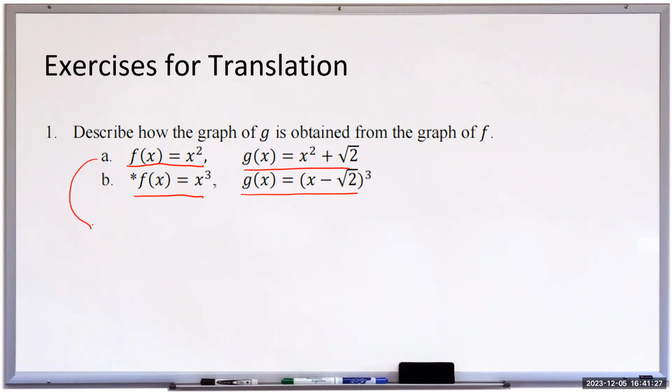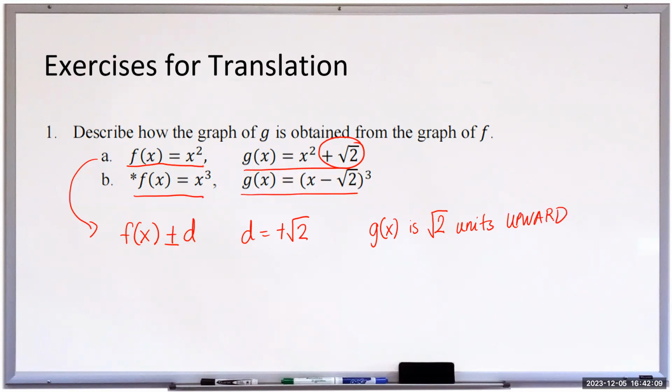Okay? So for letter A, since this is of the form f of x plus or minus d, we have here identified d is equal to plus square root of 2. Therefore, we can say that g of x is a transformation of f of x, wherein f of x is shifted square root of 2 units upward.